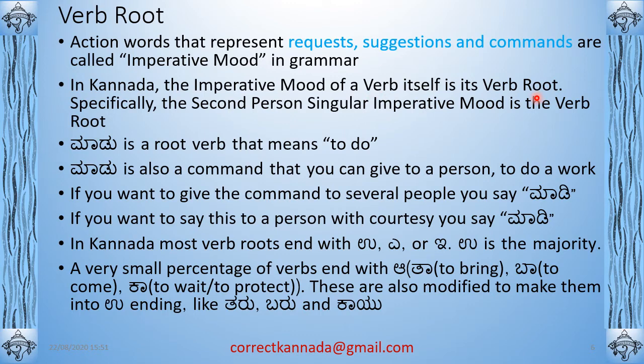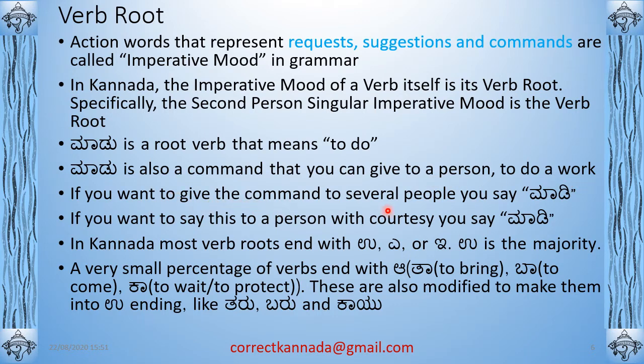So the verb root, as it is, if you say it, it is as if you are giving a command or a request or a suggestion. Specifically, the second person singular imperative mood is the verb root. This imperative mood is applied on verbs, and all verbs, as you know, will have person, number, and gender. So if you take the second person singular imperative mood of a verb, you automatically get the verb root. So madu is a verb root, to do. When you say madu, it's also a command that you can give to a person in front of you, to do a work.